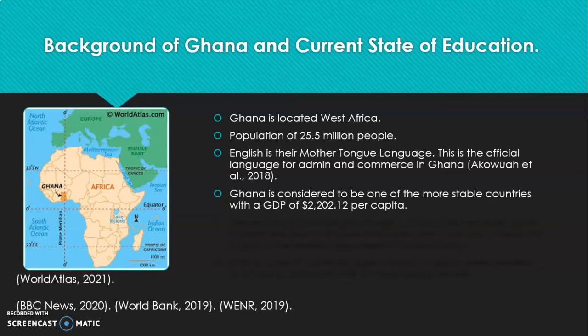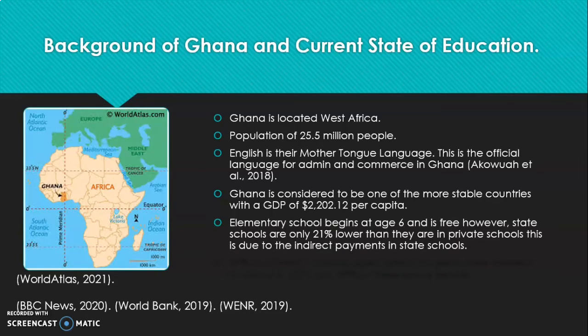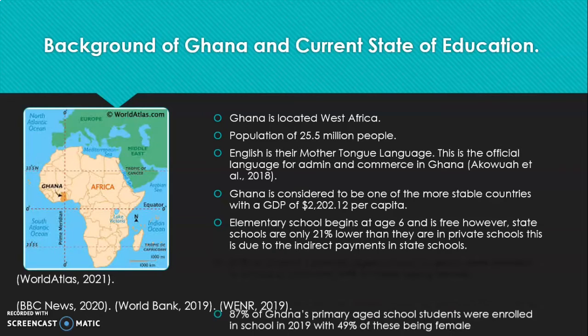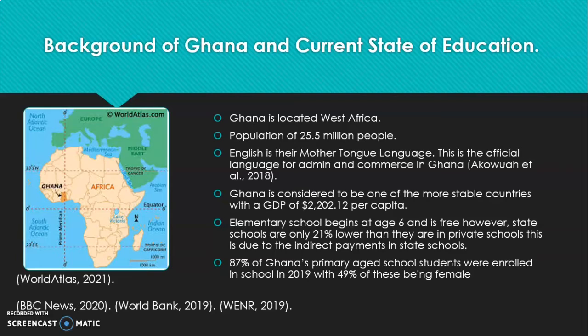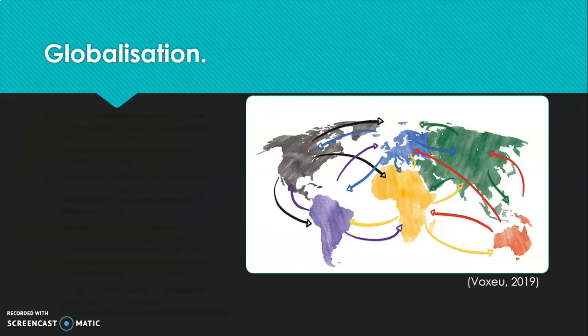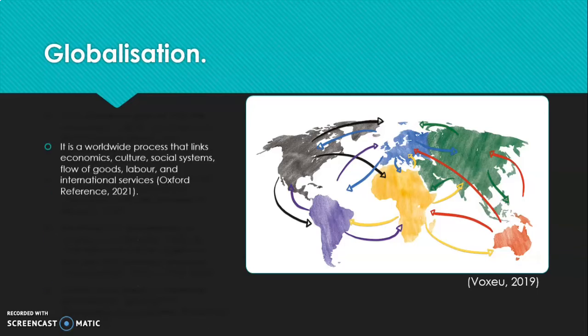$2,202.12 in 2019. Elementary education begins at age 6 and is free of charge. However, the public schools do charge for certain things the students will need. The fees are only 21% lower than they are in private schools. Therefore, this suggests even state schools are not completely free due to their indirect payments. Furthermore, 87% of primary-age students were enrolled in school in 2019, suggesting most students do attend school, with 49% of them being female.